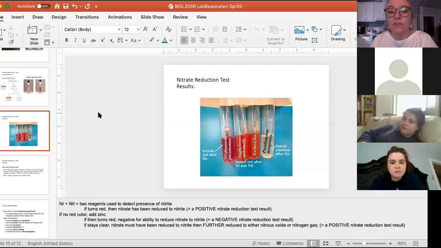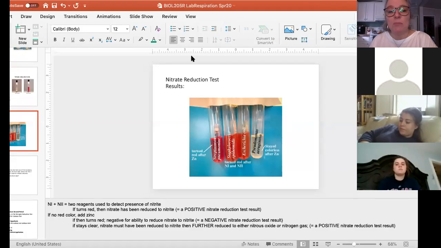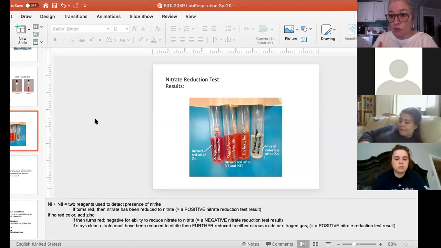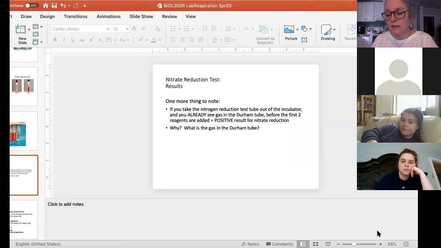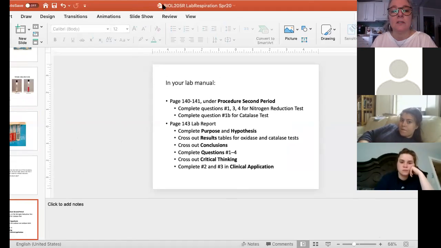All right, so this is where we left off, looking at these results. I also want to point out that there's notes underneath some of these slides, if you can see those. And that'll help you walk through how to interpret that test as well, okay? The hardest one to interpret is that nitrate reduction test, for sure. On this next slide, not that one, but this one.